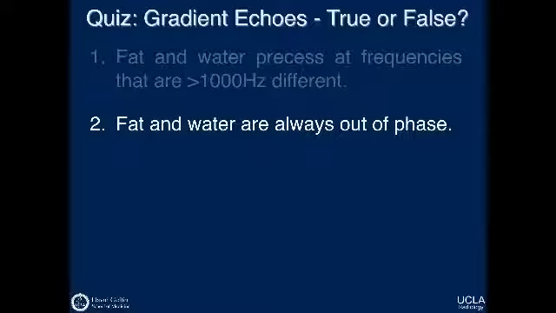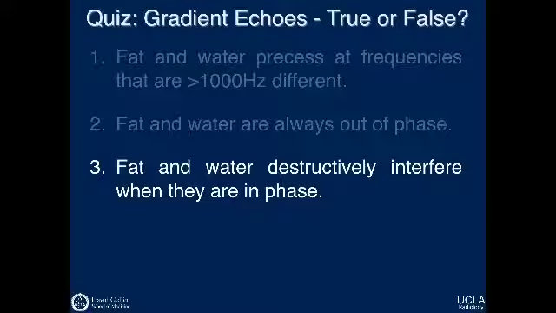TE, right? But you also have to remember that it relates to the actual off-resonance frequency, and the off-resonance frequency is different at 1.5T and 3T. So the TE you need for opposed phase imaging is different at 1.5T and 3T.